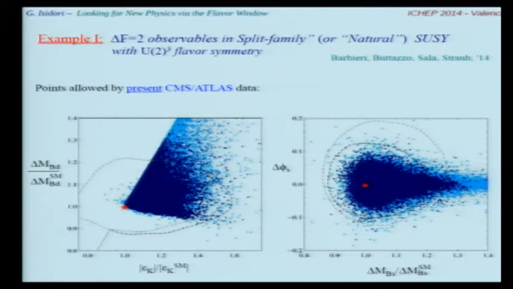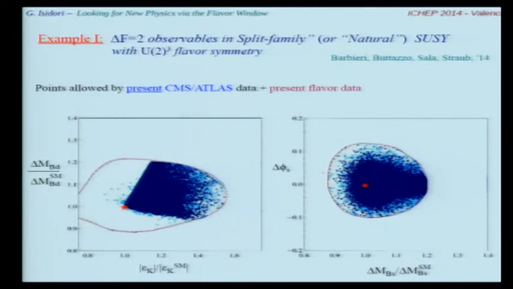And you see, there is still a wide region of possible deviation, up to even 60%, in this observable if you just take into account high-PT data. Then, of course, we have to put in the direct flavor constraint, the indirect constraint from flavor observables, or the direct constraint on this observable from flavor. And so, of course, the parameter space is reduced, but still you have a sizable room for deviation.